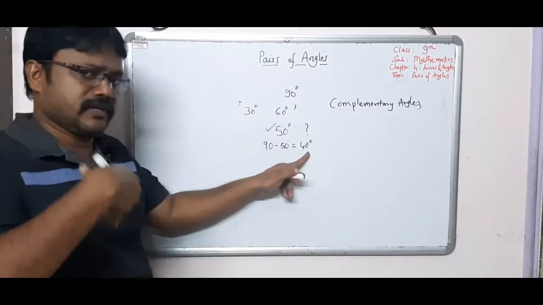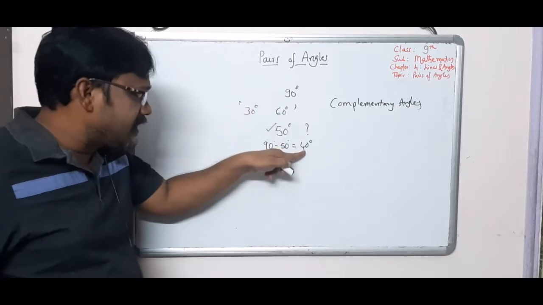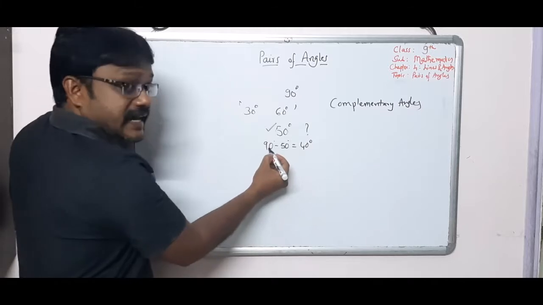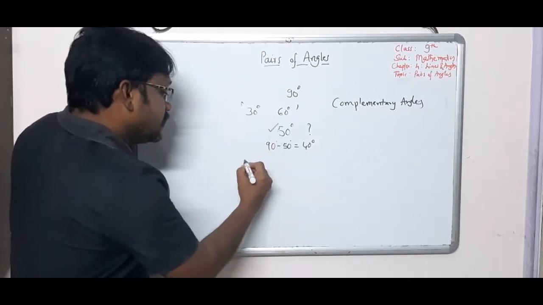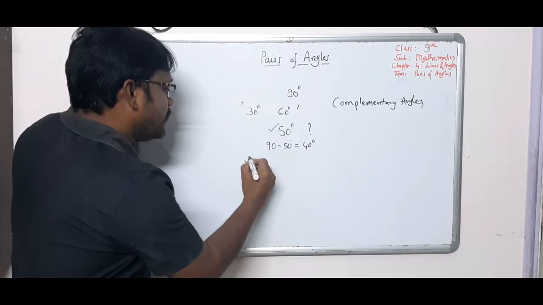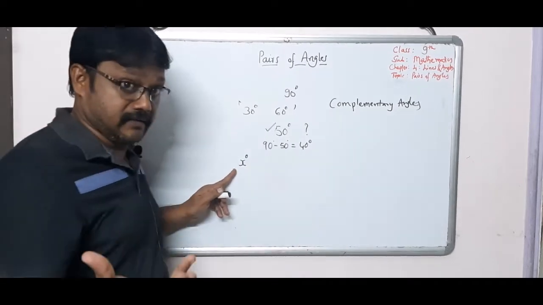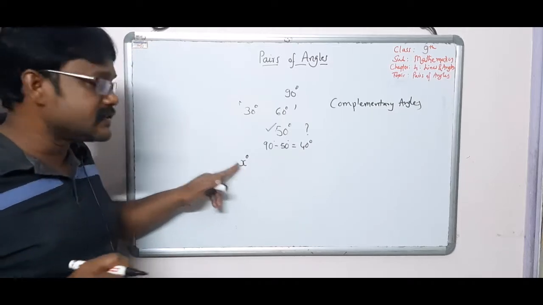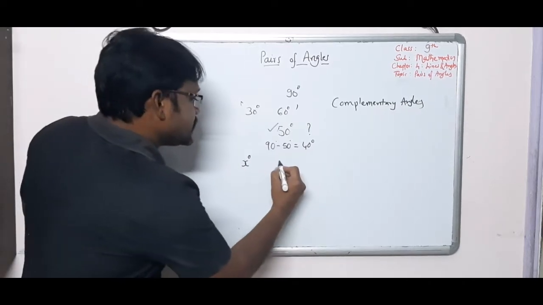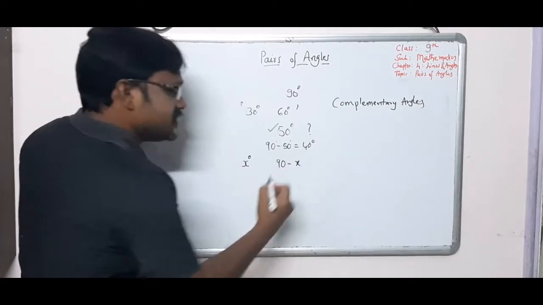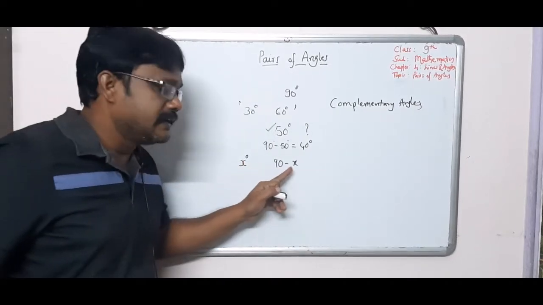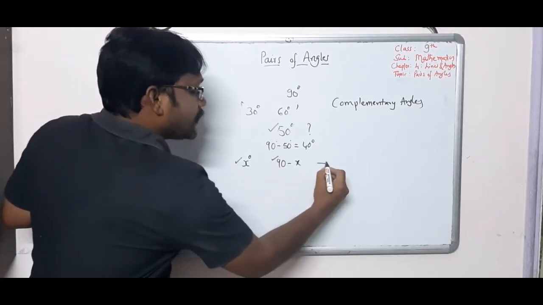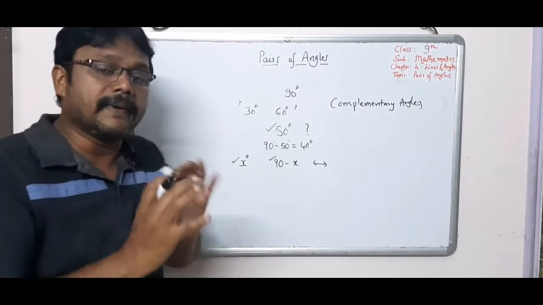Vice versa, you can state it like this also: the complementary angle of 40 degrees is 50 degrees. How can you get the other one? By subtracting it from 90 degrees. Suppose I ask you, what is the complementary angle of x degrees? Some angle, we don't know the measure, but what is the complementary angle for x degrees? It is 90 minus x, right? So you have to subtract it from 90. So x and 90 minus x are a pair of complementary angles.